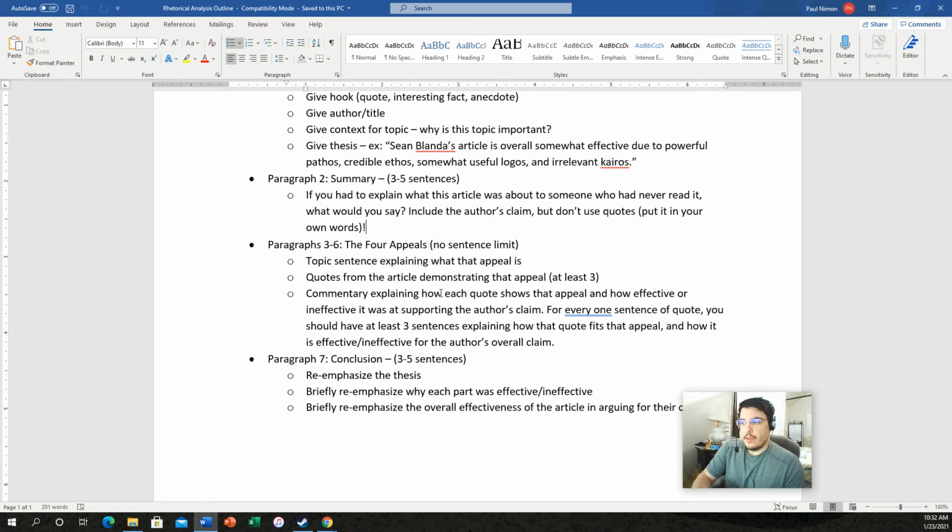Okay? And again, how do these quotes demonstrate the author's claim? Are they effective or not in doing that? Why or why not? Think back to the notes that we talked about. With pathos, the humor that she used. Was it appropriate for her audience? Was it appropriate for her target? Maybe she didn't use humor.